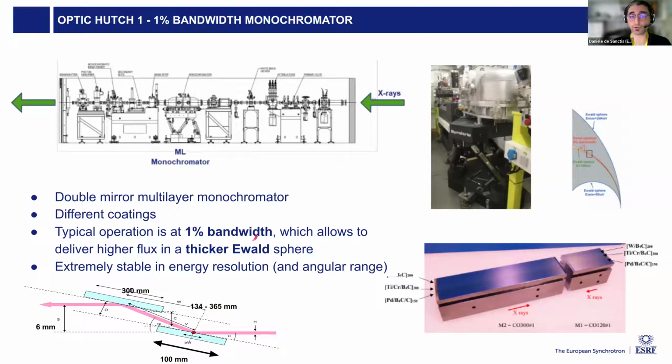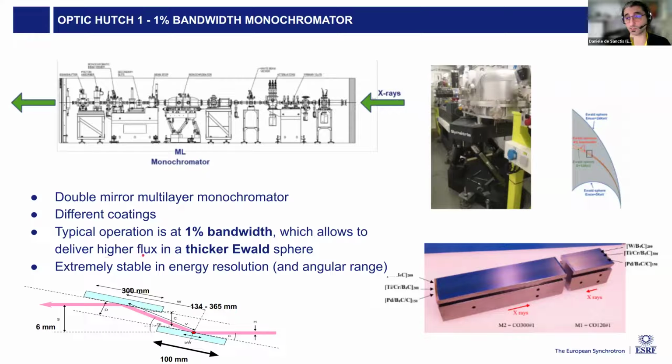The fact of operating with 1% bandwidth has the double advantage of thickening the Ewald sphere, which is important when we are working with still images, because in this case, since we don't rock the crystal, they produce diffraction spots that are larger, so more complete than what you would have in normal still images with a smaller bandwidth, and of increasing the flux that we deliver to the sample position.